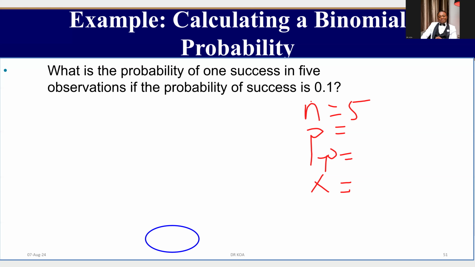What is the probability of success? 0.1. What is the probability of failure? 0.9. What is the value of X? Read the question. It's right in front of you. What is the value of X? 1. It's 1. So I want you guys to put this into the binomial formula and tell me the answer to this question.